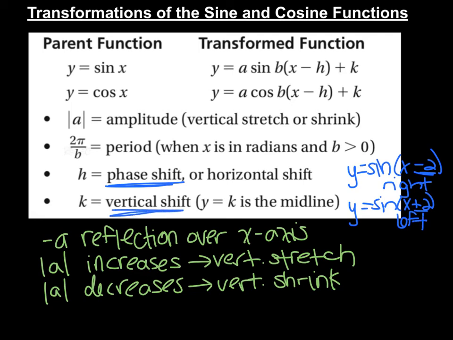The vertical shift, the k value, no special name for that, we're just calling it a vertical shift. Plus is going to mean that it's moving up, and minus is going to mean that it's moving down. We've talked about the midline in the past. Y equals k is the midline. So basically, if the sine function is being translated up 1 unit, that means the midline is being translated up 1 unit. So rather than the midline being the x-axis, y equals 0, like we've seen before, the midline would be y equals 1 in that circumstance.